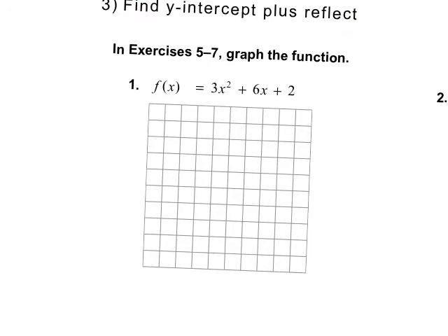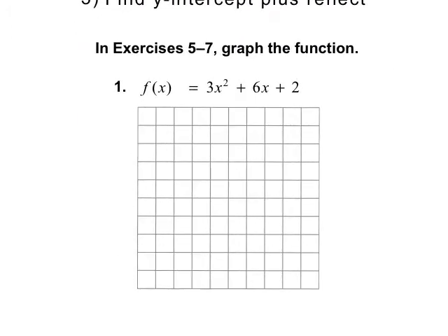Okay? So for number 1, let's do vertex over here. So for the vertex, remember I need a and b. So a is going to be 3. B is going to be 6. So x equals negative b, so negative 6 over 2 times a, which is 3. So 2 times 3 on the bottom is 6. Negative 6 divided by 6 is negative 1.